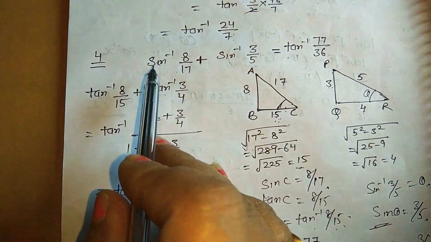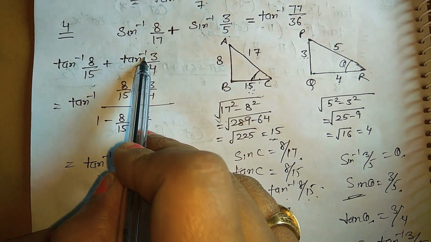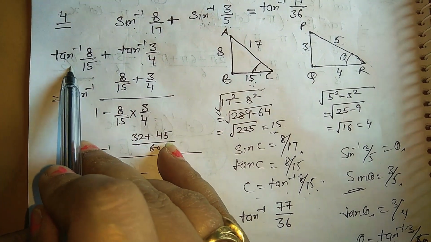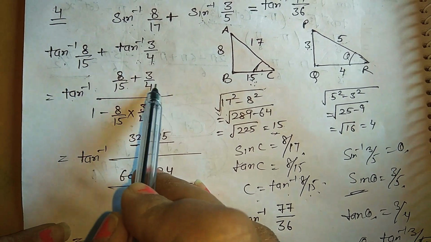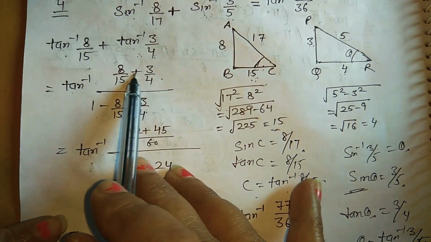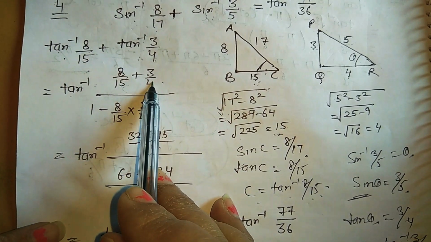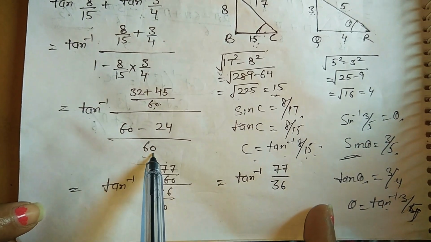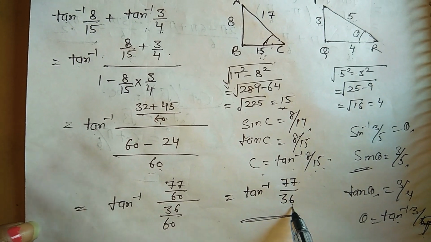So sine inverse 8 by 17 we can write as tangent inverse 8 by 15, and sine inverse 3 by 5 we can write as tangent inverse 3 by 4. And after that we will use the formula tangent inverse x plus tangent inverse y is equal to tangent inverse of x plus y upon 1 minus xy. So tangent inverse, we will take the LCM of this. This is 60. 15 fours are 60, 8 fours are 32, and 15 fours are 60, 15 threes are 45. In the denominator we will take the LCM and we will get the answer 77 upon 36. 77 by 36.